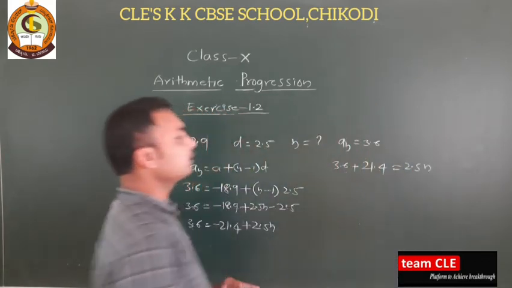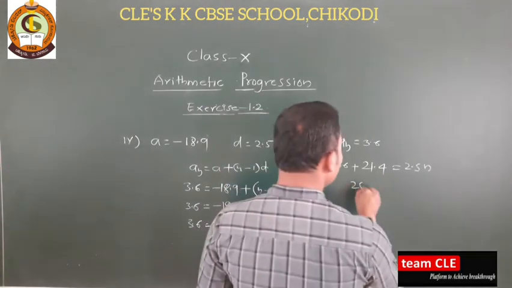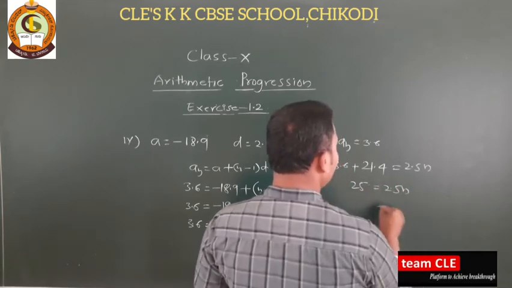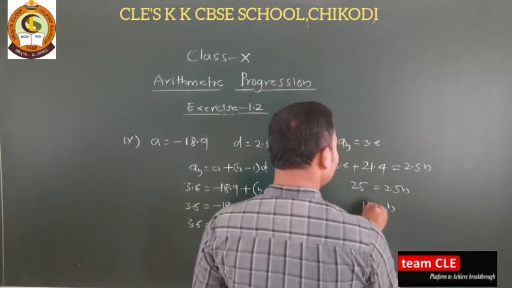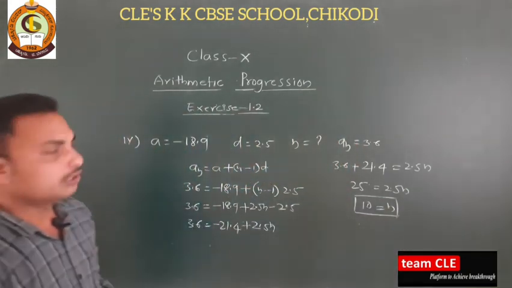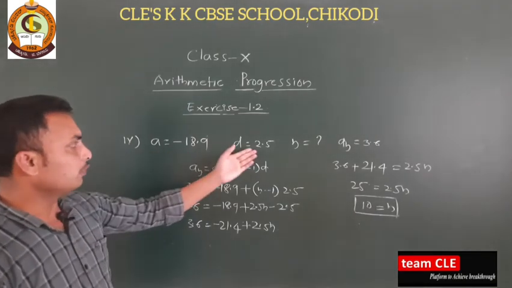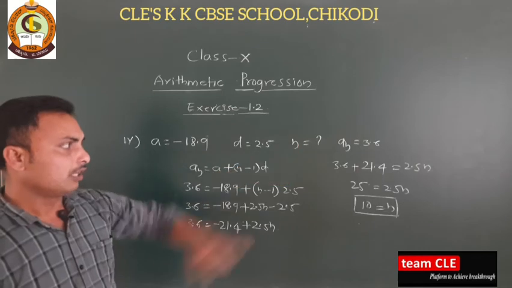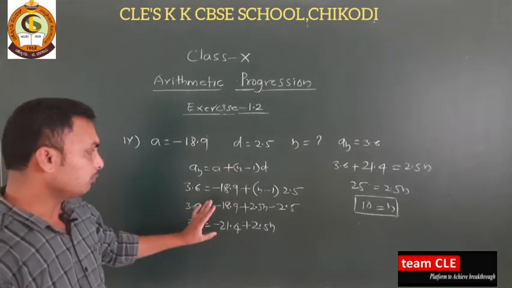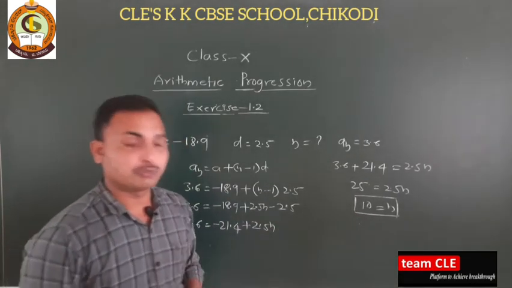Now 3.6 plus 21.4, so we will get obviously this is 25. Now this is 2.5 n. Now we will get n is equal to how much, 10. N is equal to 10. Okay, so dear students, this is very simple. So a given minus 18.9, d given 2.5, and we need to find n, an given 3.6. All the values you substitute in this formula. So once you substitute, calculate correctly, you will get your desired answer. So I hope you understood this problem.